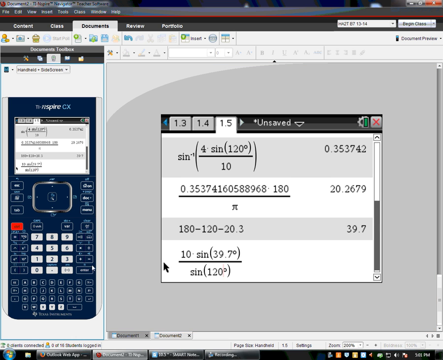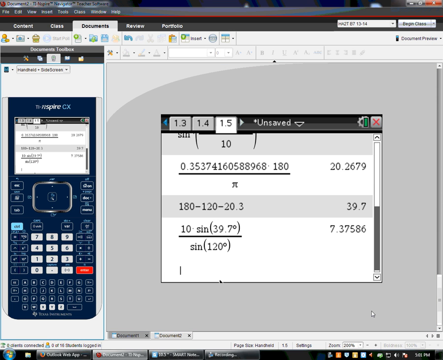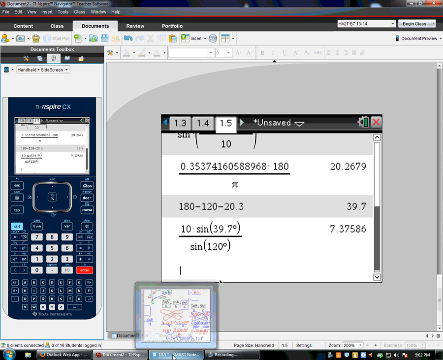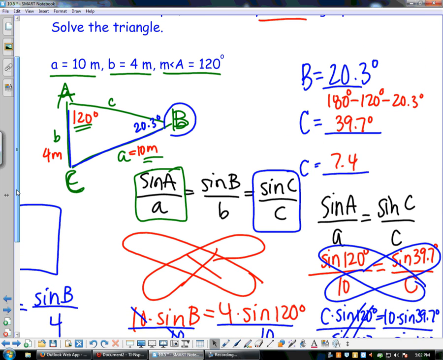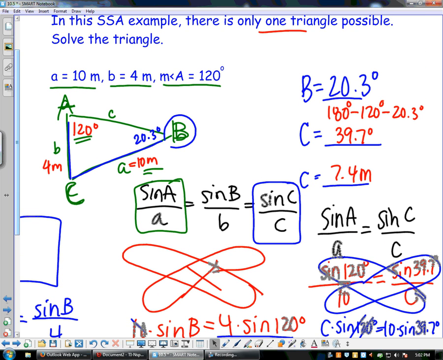So if we find out what that's approximately equal to, again rounding to the tenths place, 7.4 would be the length of side C. So we have 7.4, and again, if I go back up, what are our units on this? Meters? Meters. Okay, so we've solved it and found all of the missing pieces of this triangle.